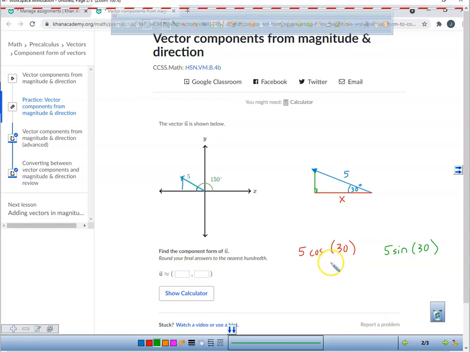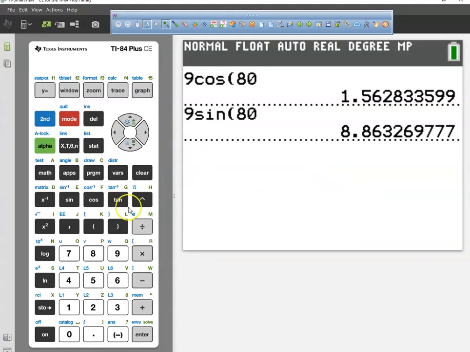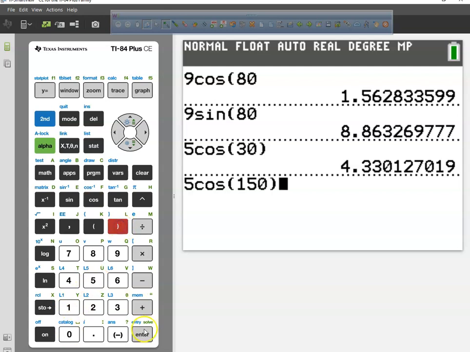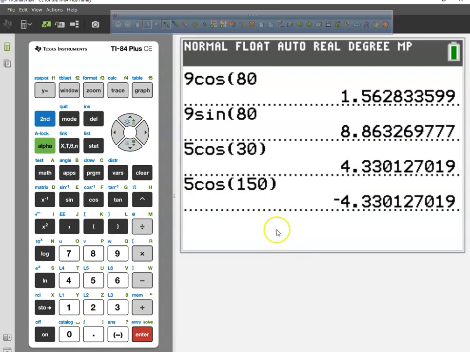Cosine's x, but listen. Do you understand? We're in the second quadrant, right? If we're in quadrant 2, the x value is going to be negative, but the y value is going to be positive. So the x value is negative and the y value is positive. So what does that mean for us when we're doing this? If I type in 5 cosine 30, but I don't want to make that positive, I want to make it what? Negative. So check this out. If I did 5 cosine 150, look. Do you see this is the answer that I actually want?